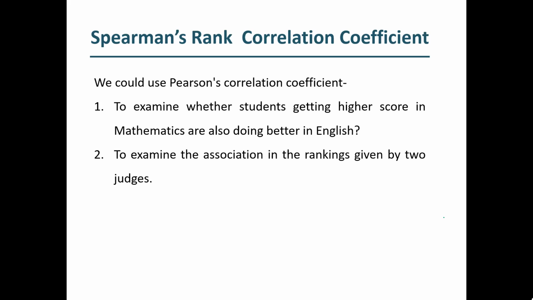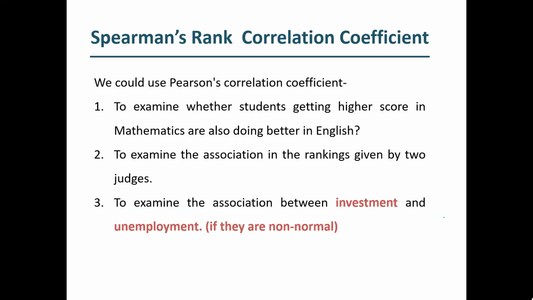Second, to examine the association in rankings given by two judges. Suppose you have one event in your college, you have invited two judges, and let's find whether the rankings given by the two judges are associated with each other or not. Third, examine the association between investment and unemployment. Now you see, investment and unemployment both are quantitative data, but if they are not normally distributed, you need to use Spearman's rank correlation instead of Karl Pearson's correlation coefficient.